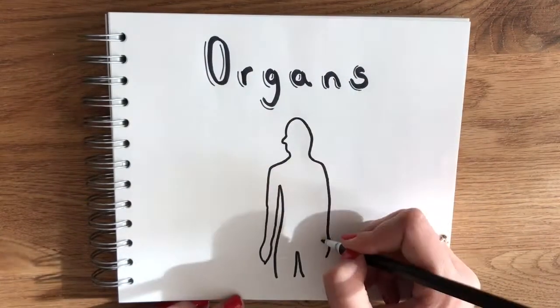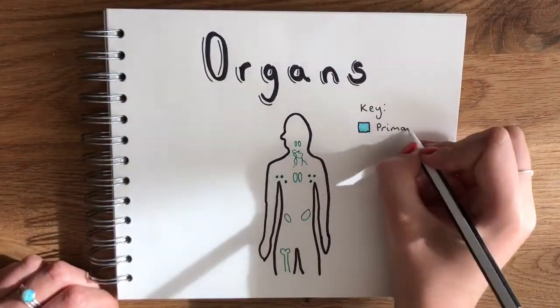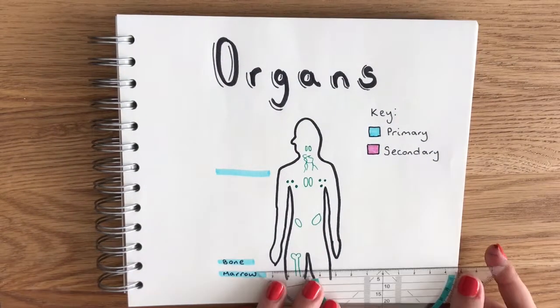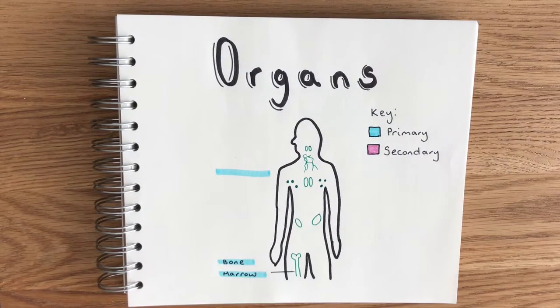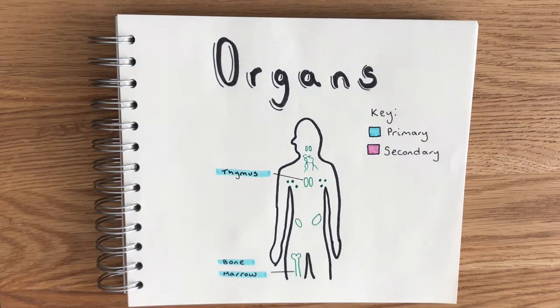The organs of the immune system can be divided into either primary or secondary lymphoid organs. So the primary lymphoid organs are our bone marrow, so this is where immune cells originate from in a process called hematopoiesis. The second primary lymphoid organ is our thymus, and this is where a special type of immune cell known as a T cell goes to mature.